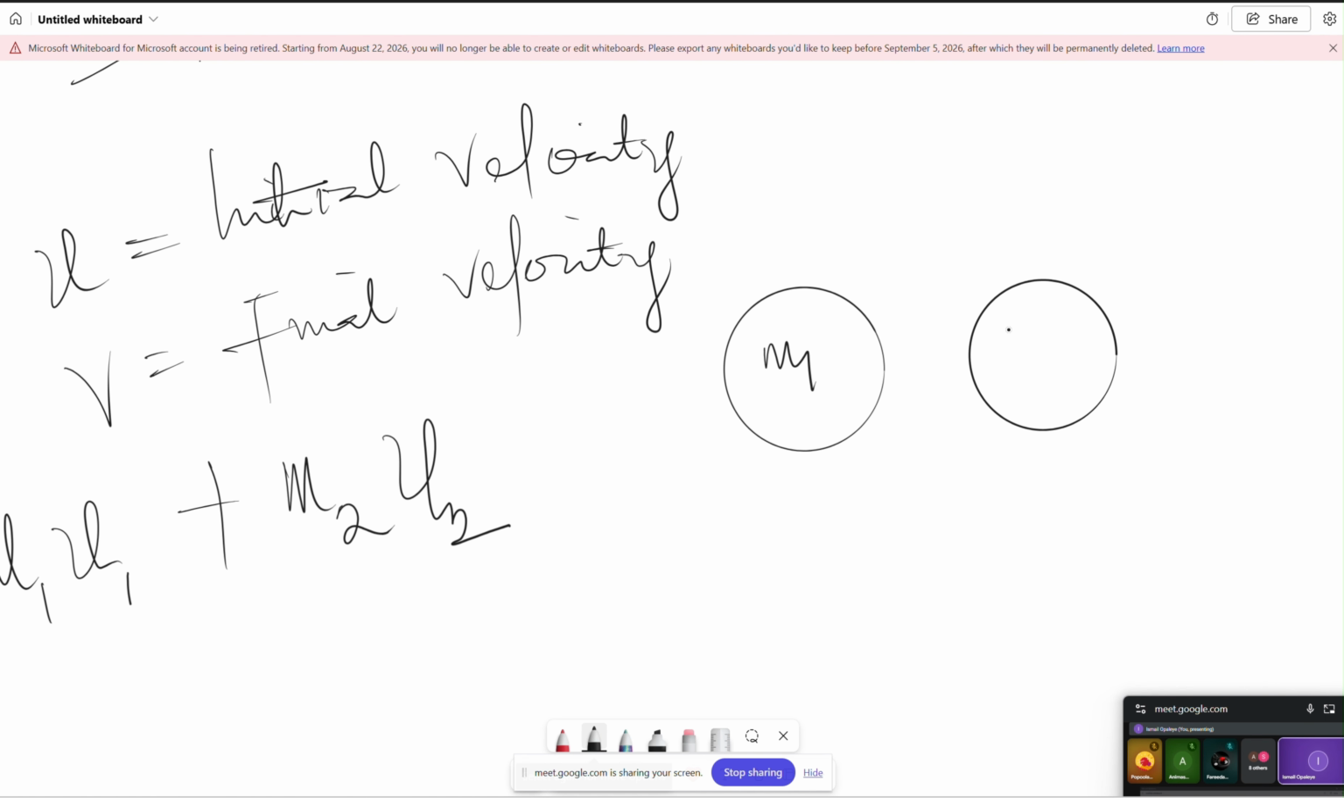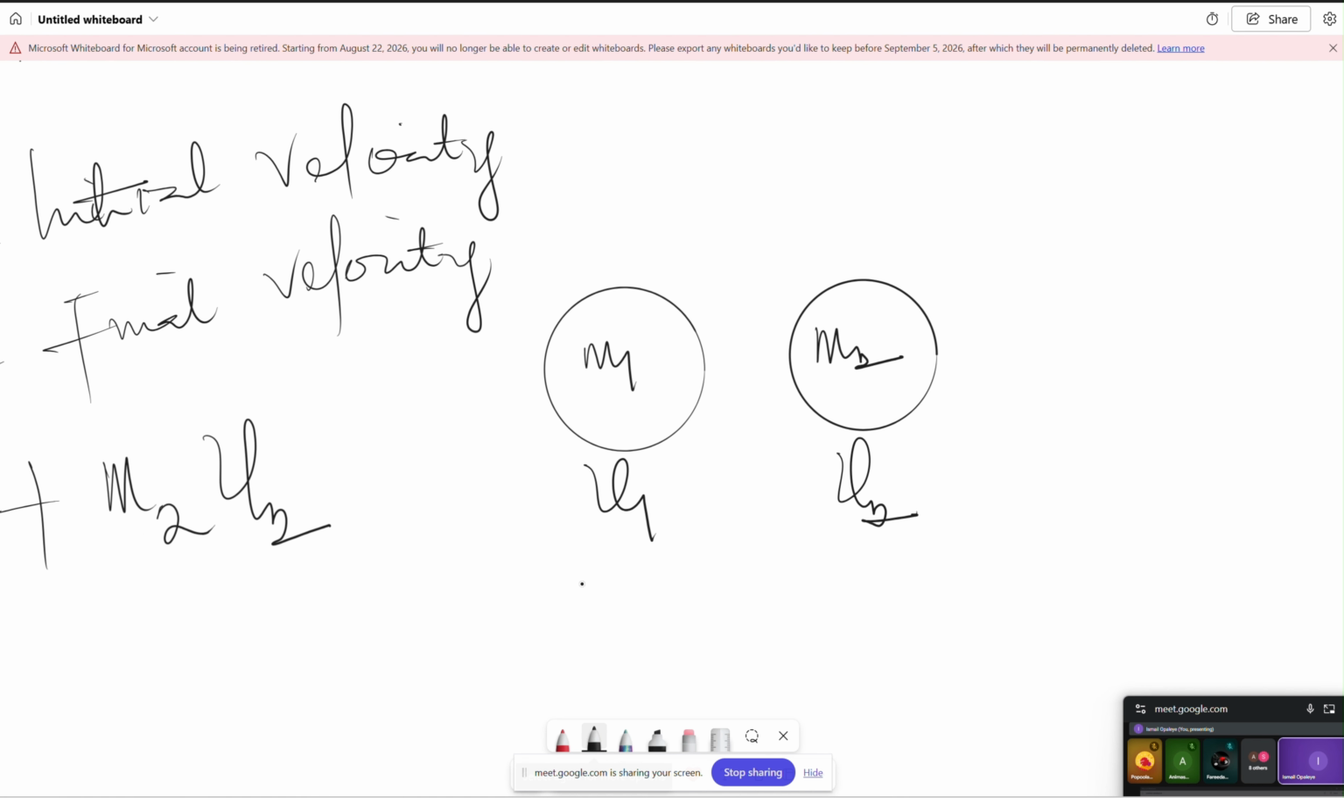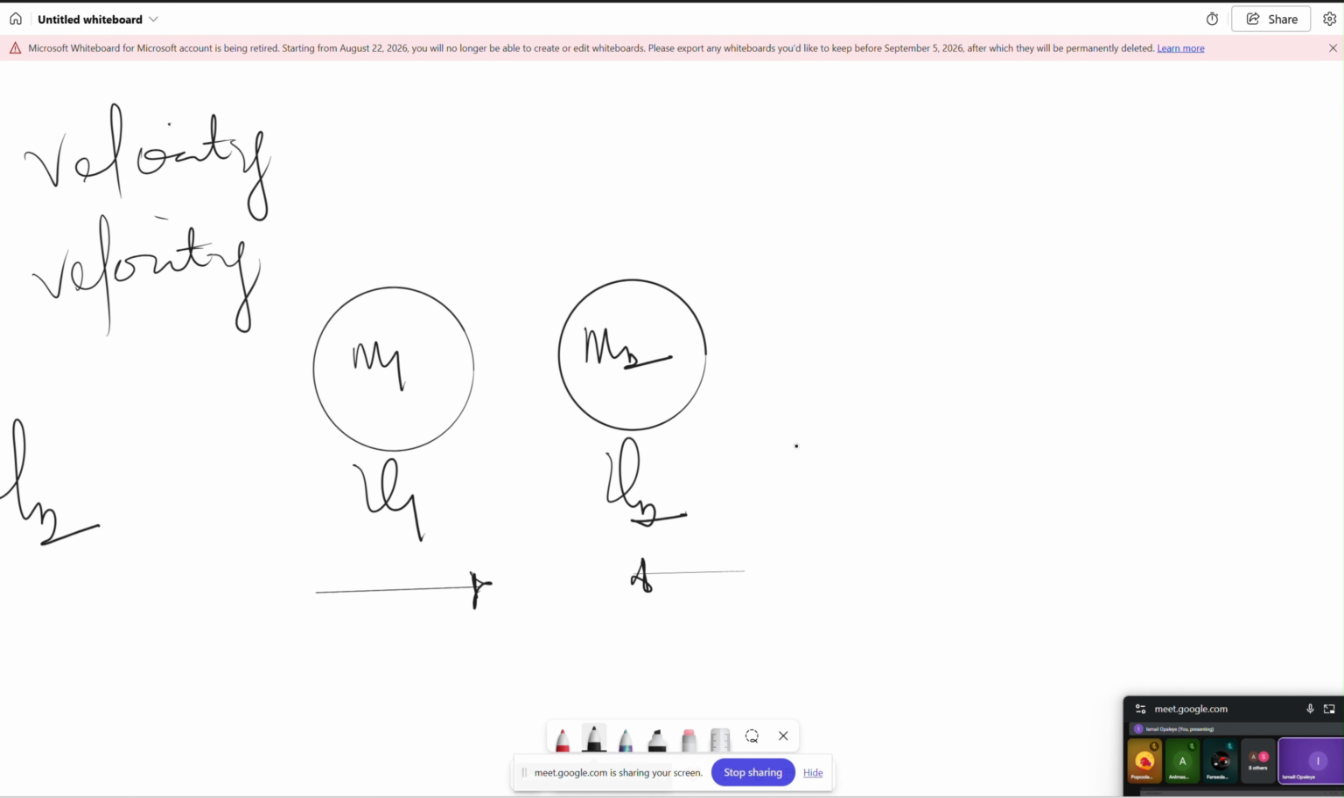All right. This is M1. This is M2. Initial velocity 1. Initial velocity 2. Are we together? This moves in this direction. This is moving in this direction. So those are in opposite directions. So now there will be collision here. Collision happens.